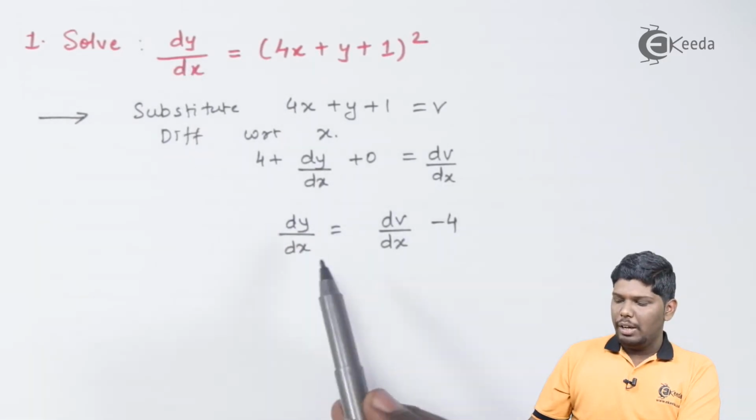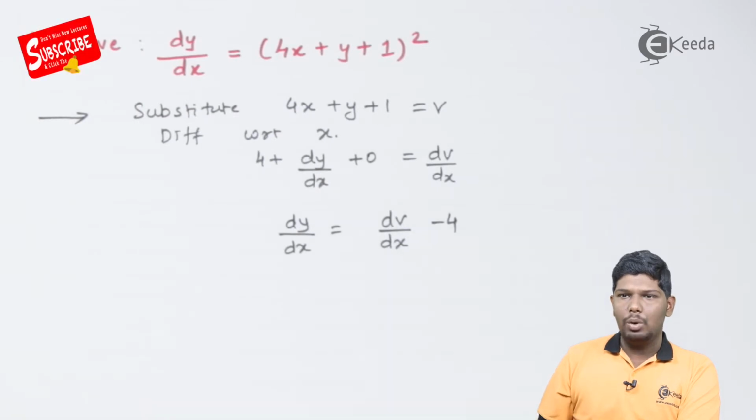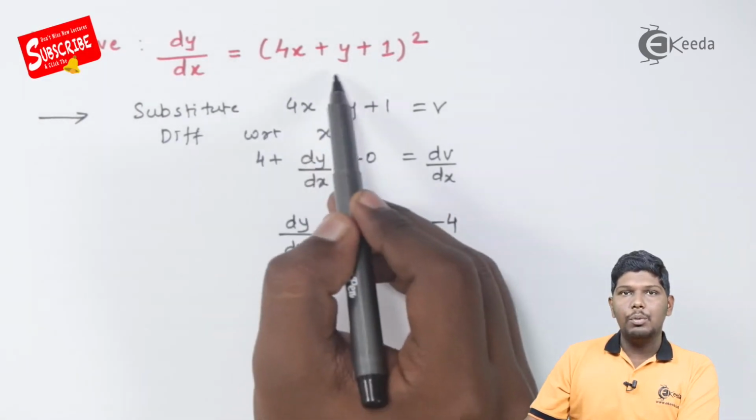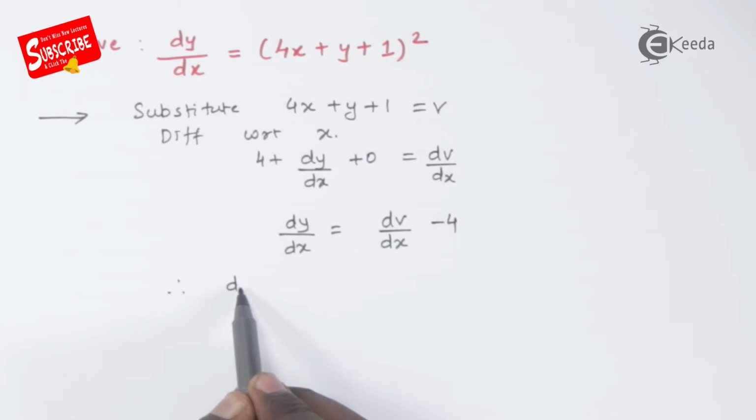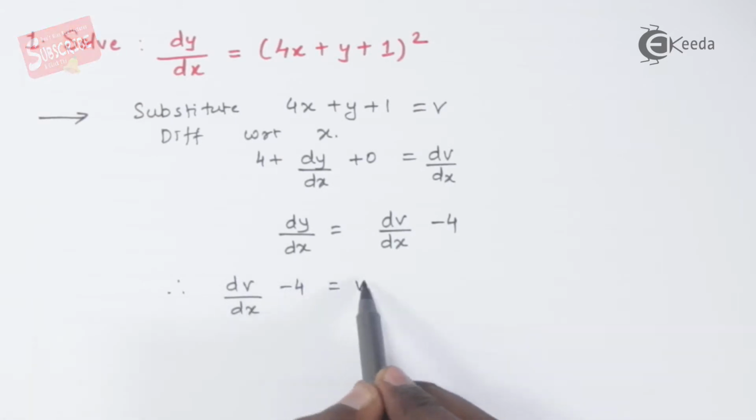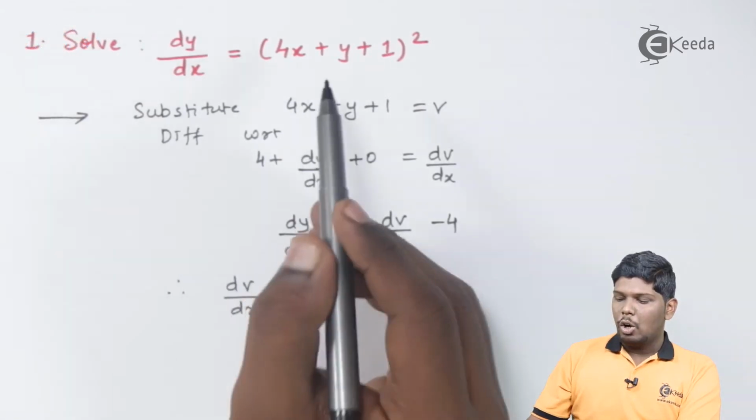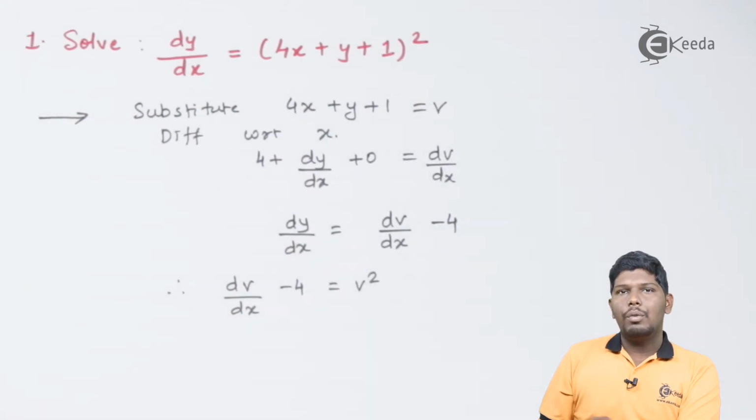Now let us substitute dy by dx as dv by dx minus 4, and at the same time we can write the right side as v square. Now as you can see, the complex sum has turned into a very easy expression. Just take minus 4 on the right hand side and we are ready to separate the variables.